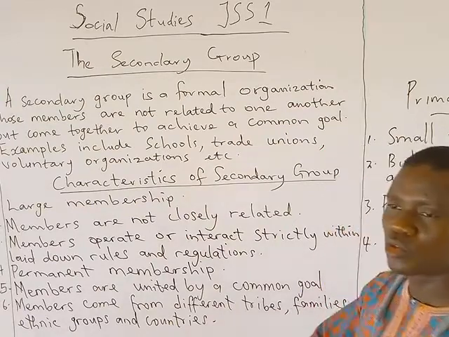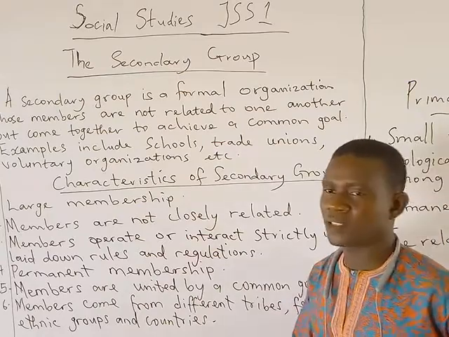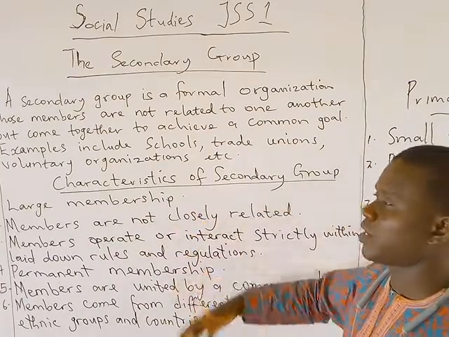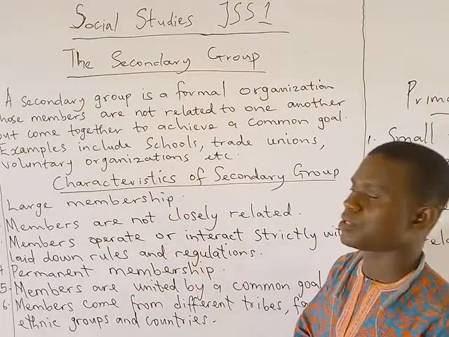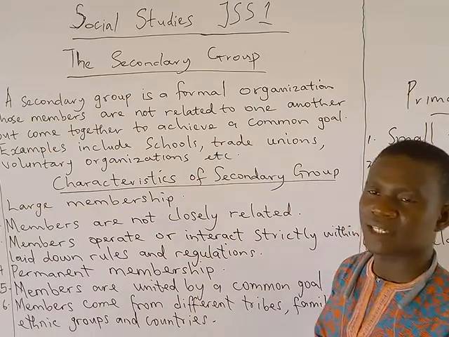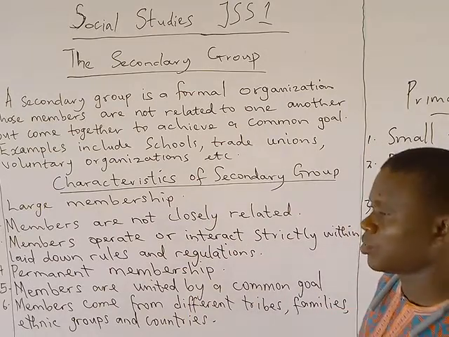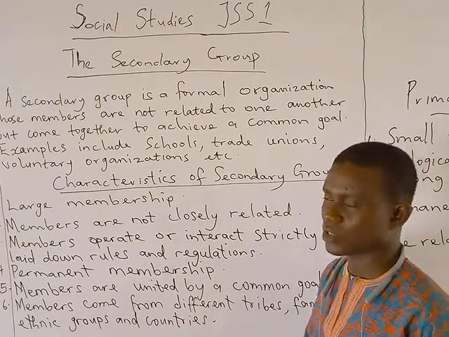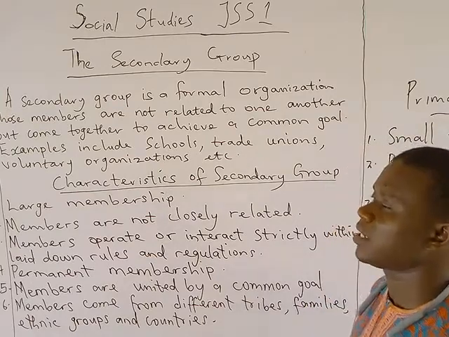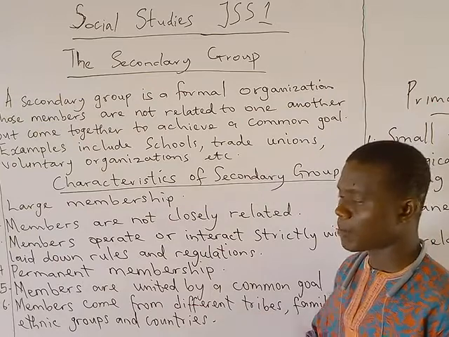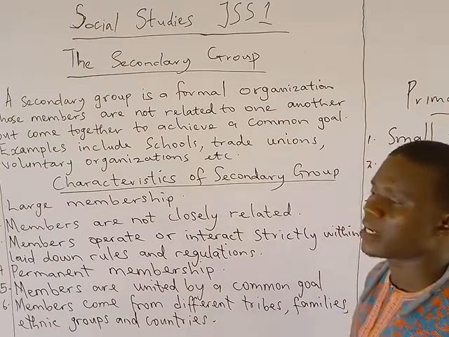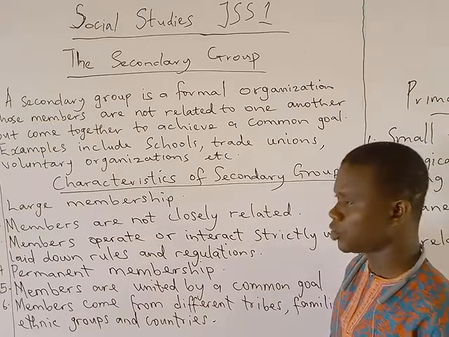We also said there are two types of social groups: the primary social group and the secondary social group, or primary group and secondary group, whichever way you call it. Those are the two types of social group we discussed before you went on holiday. And then we talked extensively about the primary group.